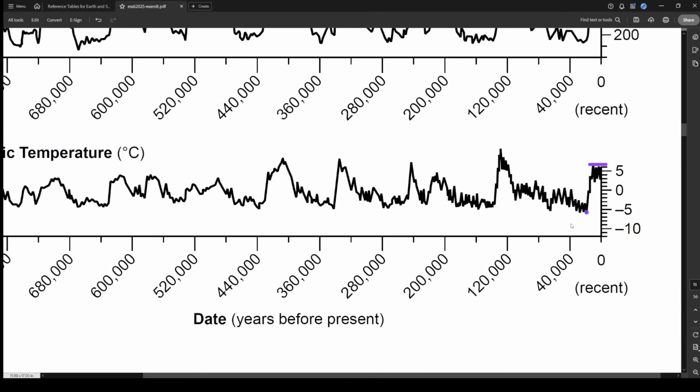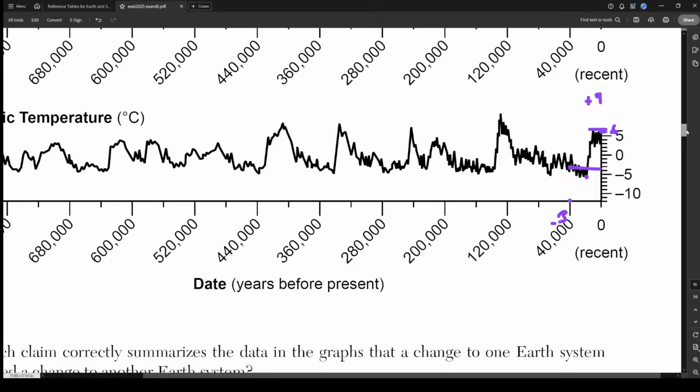Okay, so if we're going to go from here, which is about here, so we're going from like -3, 40,000 years ago, to 6. So we increased by 9 degrees. So if we're going to the next one, we should probably increase by 9 degrees. So if we're going 6 and then add 9, it should be 15.